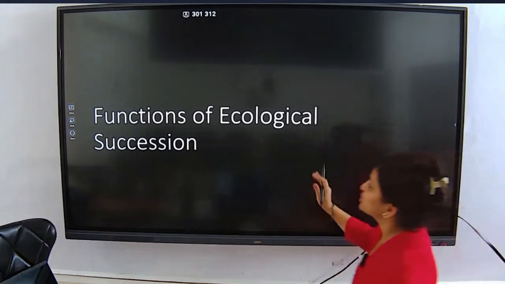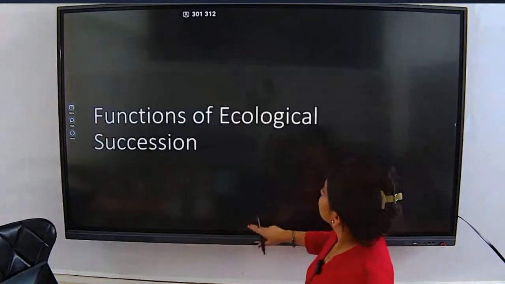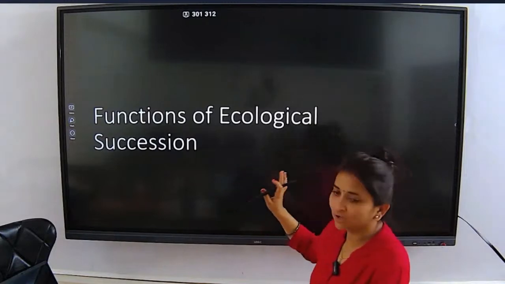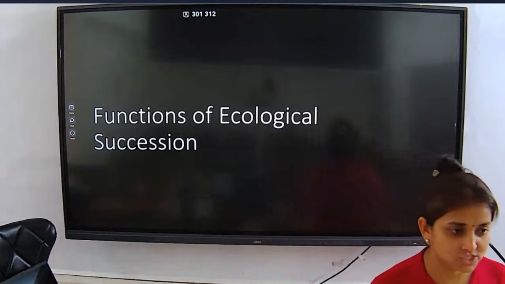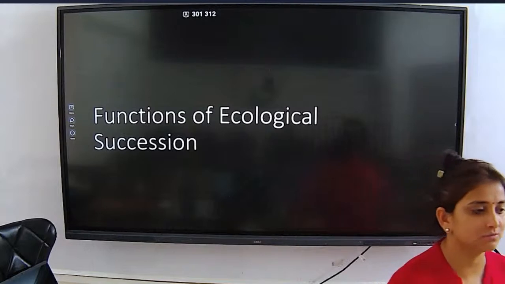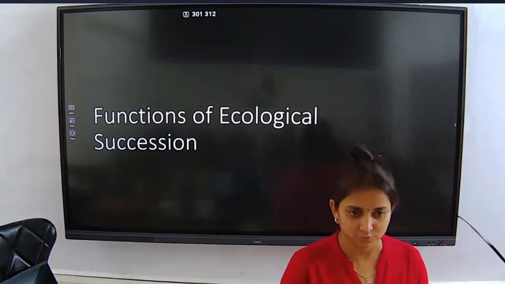Now coming to the functions of ecological succession. Sorry, no, this should be functions. I'm so sorry. This is functions of ecosystem itself, not ecological succession. There are certain functions of ecosystem. Our ecosystem will provide us with nutrients, chemicals, energy, and food.